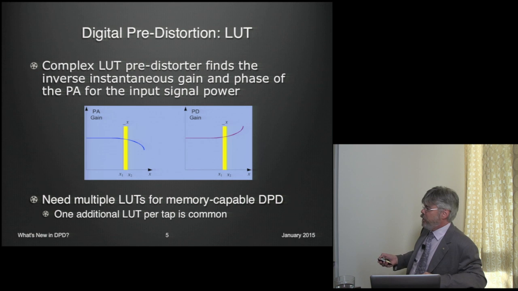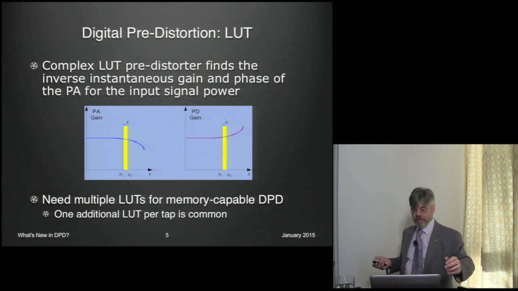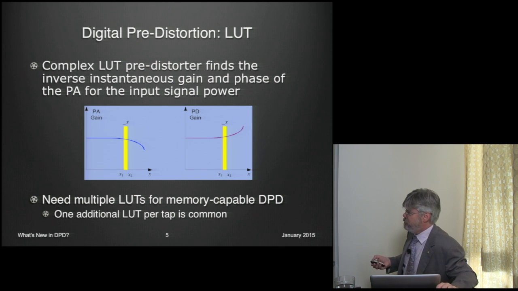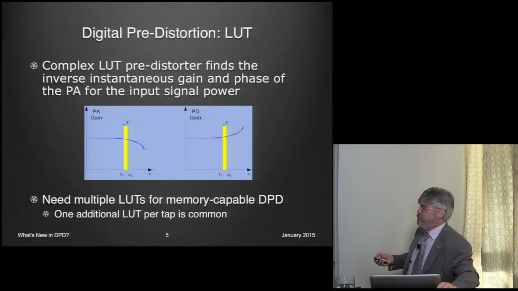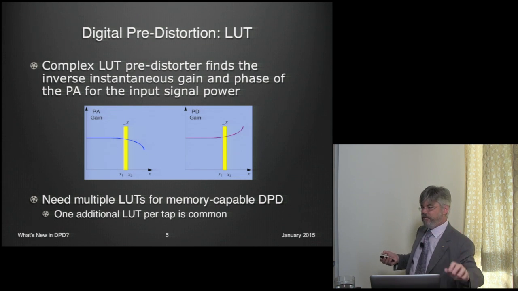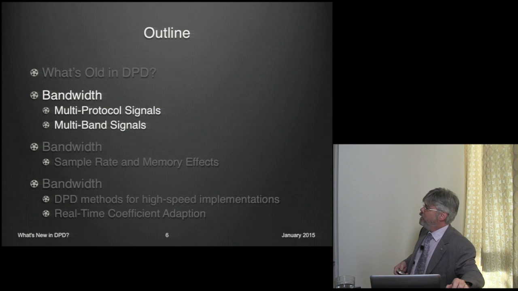You'll hear a little bit later about memory effects, and I've got some interesting things to say about memory effects. But with memory effects, you need to look at the past history of the signal, and we'll talk about that. And generally, you just end up with a layer of lookup tables to do that, so it becomes a little bit more complicated, but it's not terribly difficult. So that's where we are. Where are we going to go?